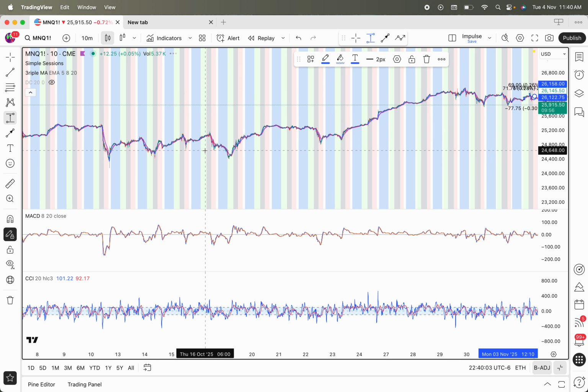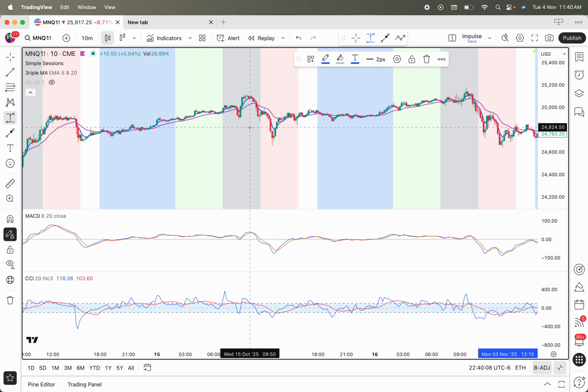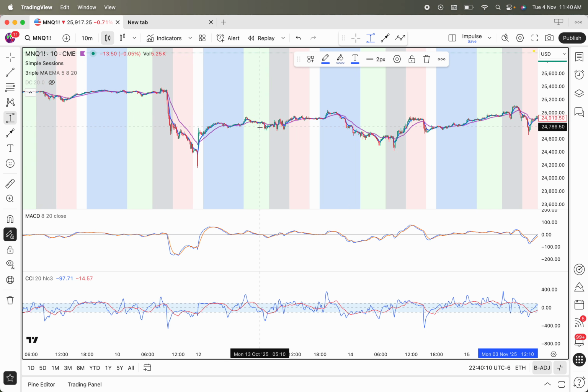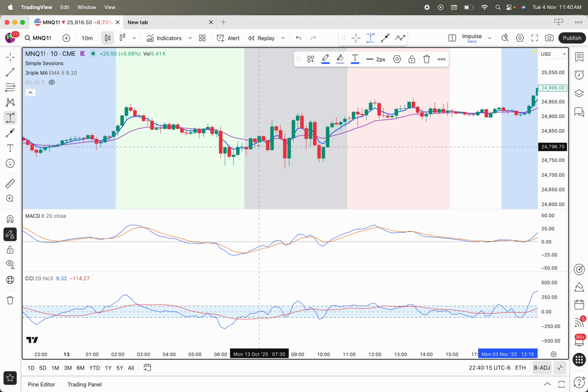I'll just find somewhere. I have no idea. I'm just zooming in somewhere. Okay, I want to find somewhere that looks really bad here. This looks really bad. Let's just see if there's anything in here.